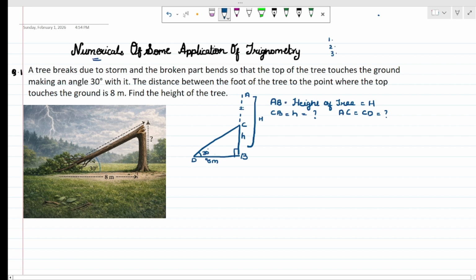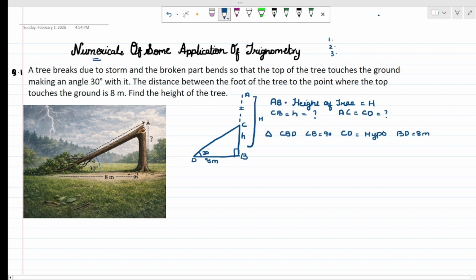Okay. So let's start with the selecting our triangle. Which triangle we are selecting? We are having only one triangle. So go for it. Triangle C, B, D, where angle B is equals to 90 degree and CD is your hypotenuse. So write over here that my CD is the hypotenuse and the value of my BD is equals to 8 meter. Okay. So write over here that it's equals to 8 meter.